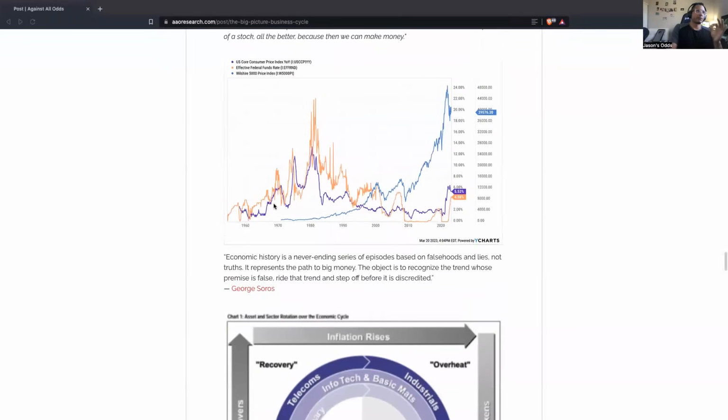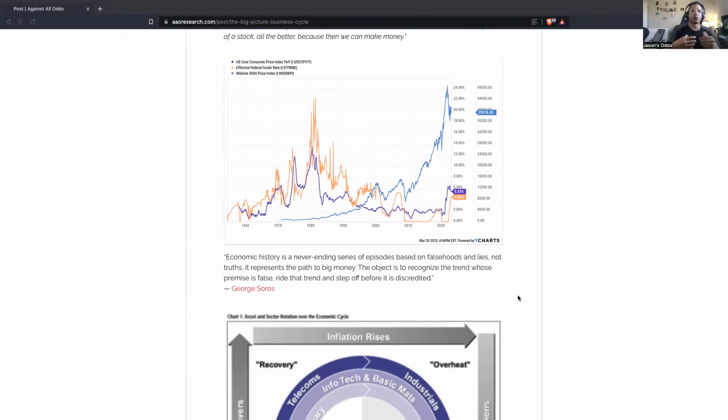And so this next one is another chart, but I wanted to go to this Soros quote. And this is going to end part one of this. "Economic history is a never-ending series of episodes based on falsehoods and lies, not truths. It represents the path to big money. The object is to recognize the trend whose premise is false, ride that trend, and step off before it's discredited."